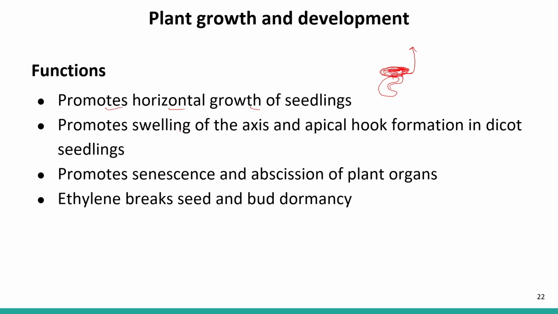It also promotes the swelling of the axis, and it promotes apical hook formation in dicot seedlings. Okay, the apical hook is formed due to differential cell division, which is caused by ethylene. And what is the role of the apical hook? It protects the shoot tip.